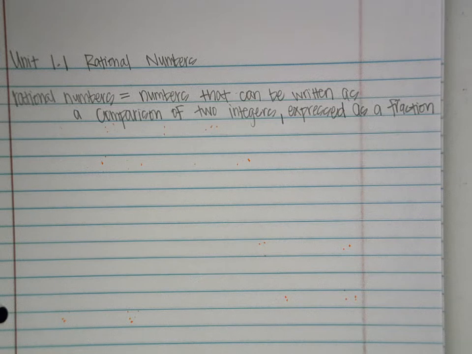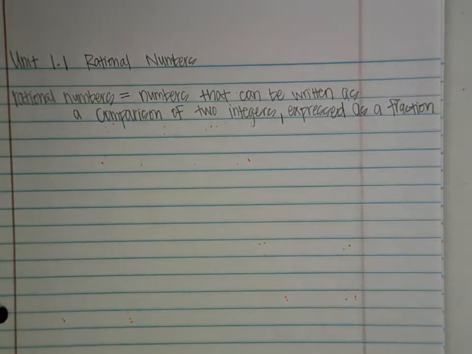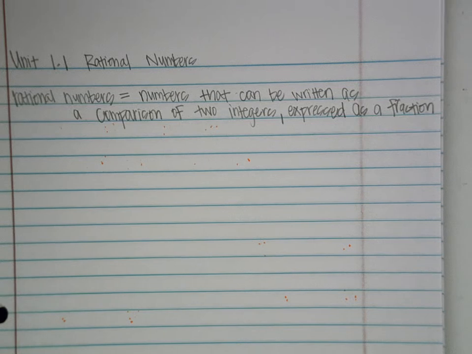Okay, so now that we've got that part down, expressed as a fraction. Rational numbers are any numbers that you could write as a fraction. So, is 2 a rational number? Is the number 2 a rational number? Yes. Can you write 2 as a fraction? How would you write 2 as a fraction? 2 over 1. So that's why it is a rational number.